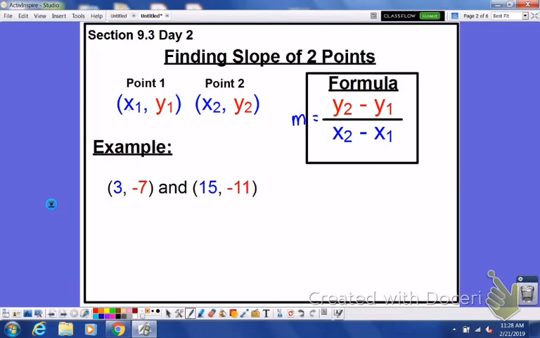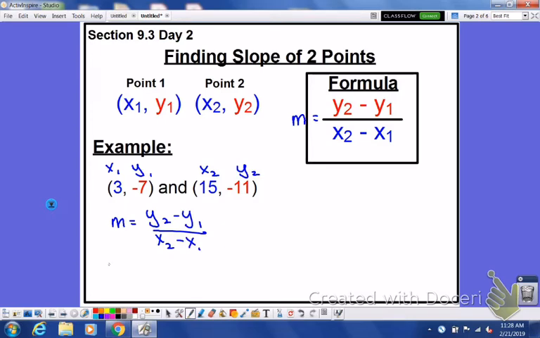In point 1, that's your x1, y1. Point 2 is your x2, y2. If we look at our example, it actually doesn't matter which one is point 1 and which one is point 2, but go ahead and label them, so when you go to substitute into the formula, you know which one is which. We're going to start with our formula, m equals y2 minus y1 over x2 minus x1. Make sure it looks like a y.